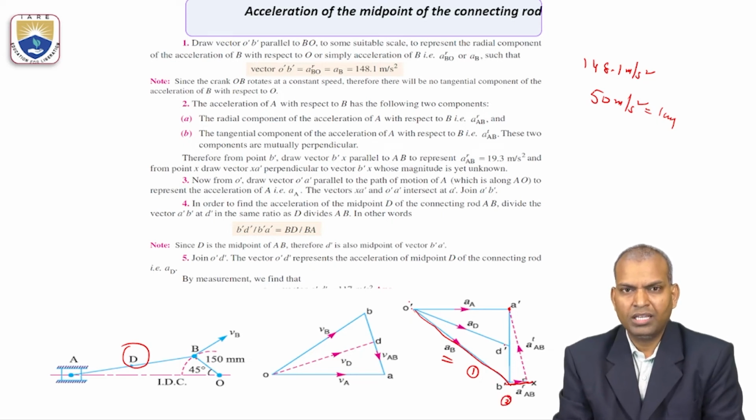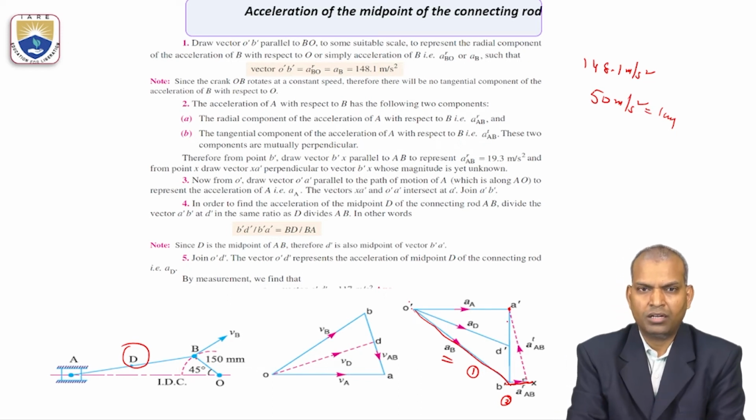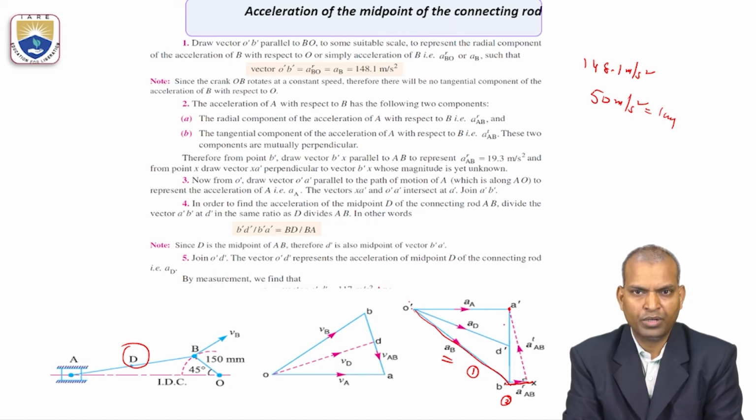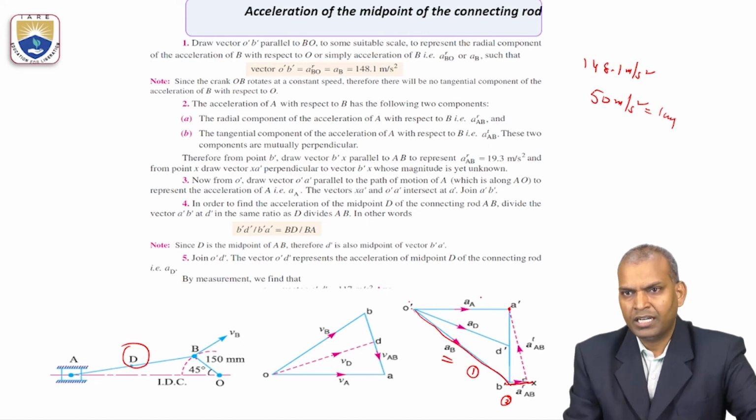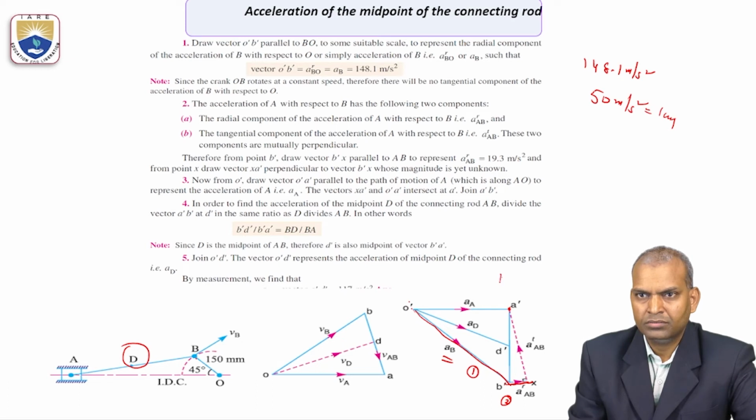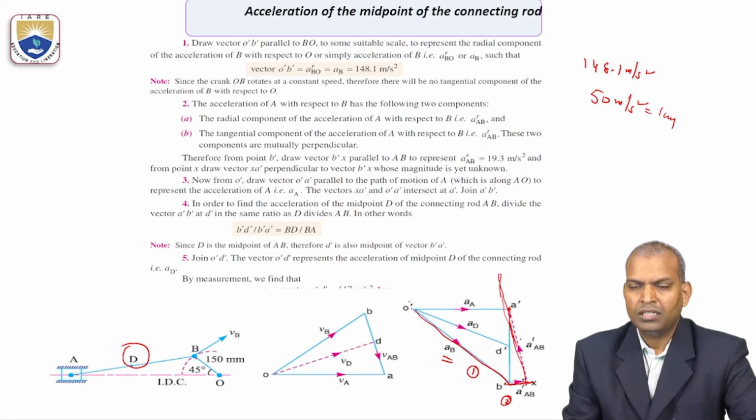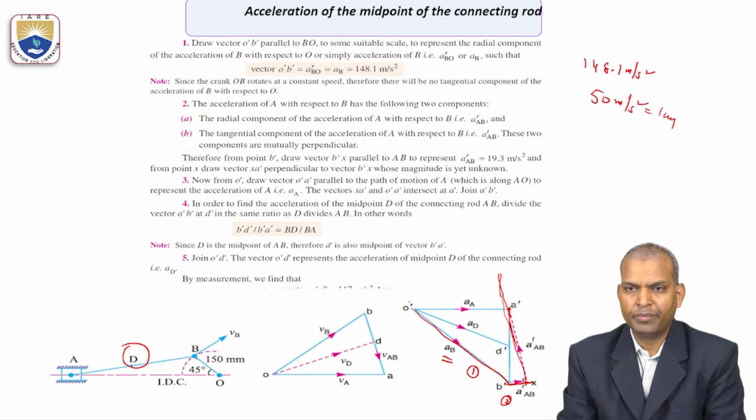After that, you draw a line that is normal to the radial acceleration component. We don't know the magnitude of the tangential component, but we know its direction: the tangential component of acceleration of AB is normal to the radial component of acceleration. Draw this line. That is ATAB, we don't know the magnitude. This is the third step.